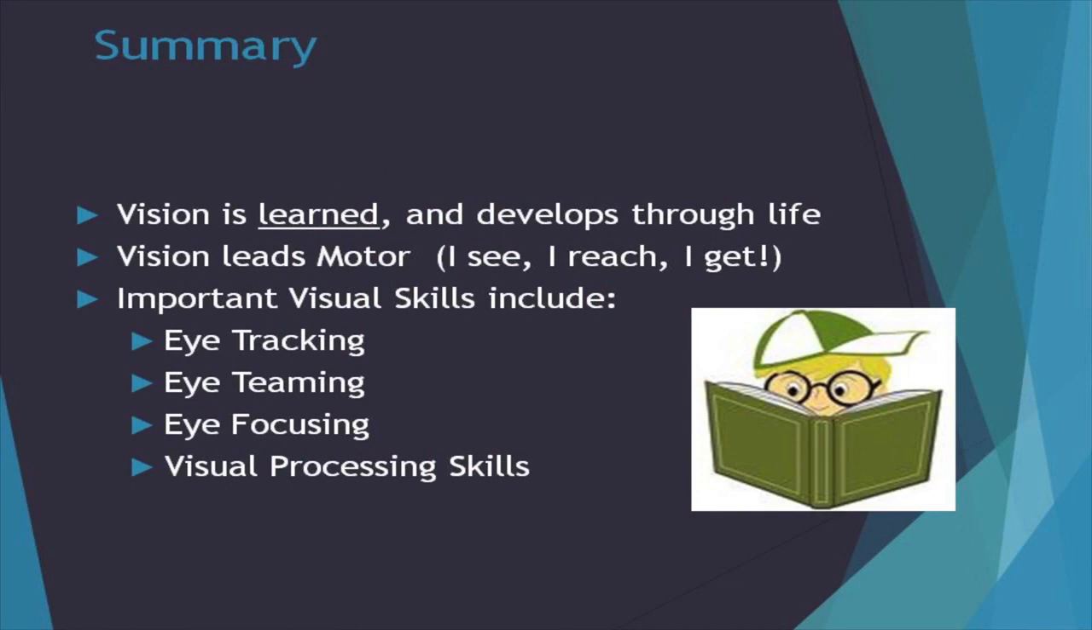So let's review the 2 main things. I hope I made my point. But vision is learned. And we can learn, we know through neuroplasticity, at any time in our life. I want to learn a new language right now. So it is learned and it's never too late. And it's going to develop depending on our experiences. Vision leads your motor system. Your clumsy kids, your kids avoiding sports, your kids who just seem to have two left feet, think vision. Important visual skills: tracking, teaming, focusing, and of course the ultimate top of the pyramid is your perception.